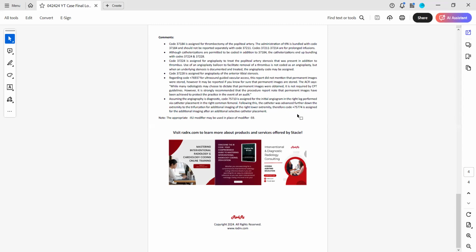And then again, wrapping up, just another comment, reiterating the imaging for the 75710 and 75774. We had the initial angiogram that was performed via the catheter placement in the common femoral artery. Then the catheter went all the way down to the popliteal artery, and then additional contrast was injected, and then findings were given all the way down to the level of the foot.